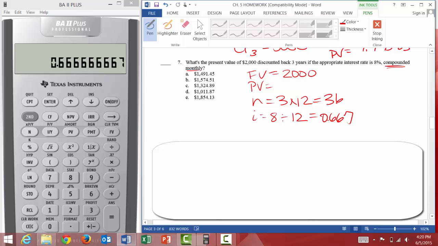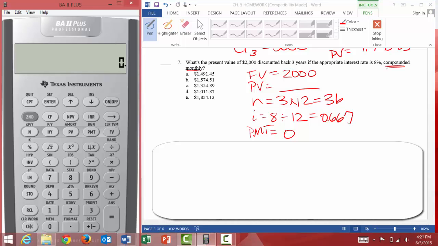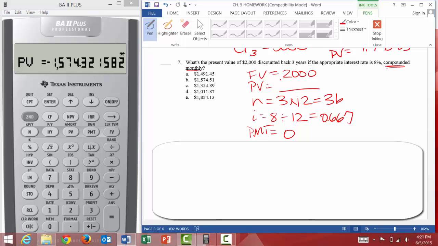0.667. And then, so I'm solving for present value. The payment is just going to equal 0 because there's no information for that. So I go ahead and go to $2,000 and put that in my future value. 36 is in, and 0.667 is I, and 0 is the payment, and I hit compute the present value. And so I get $1,574.32.